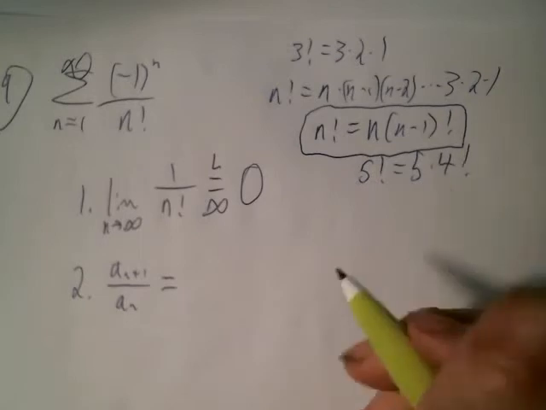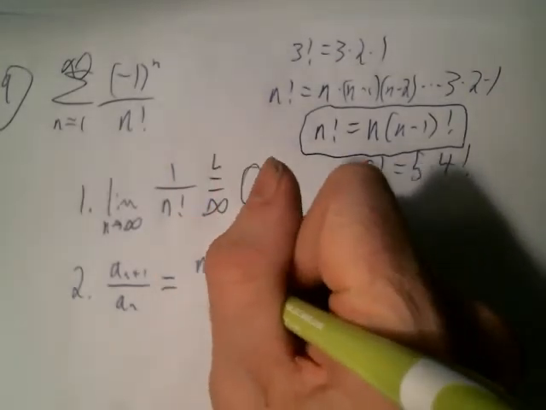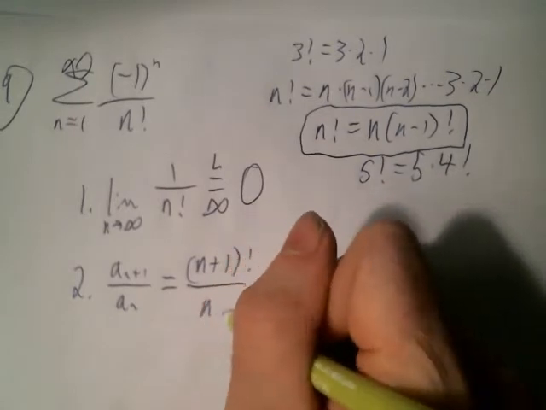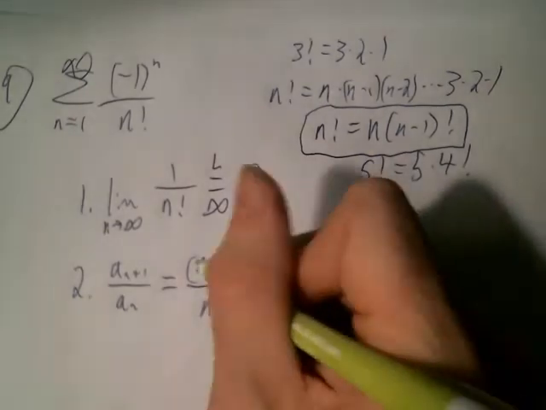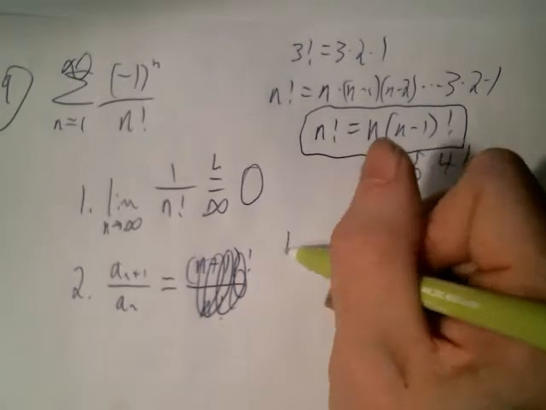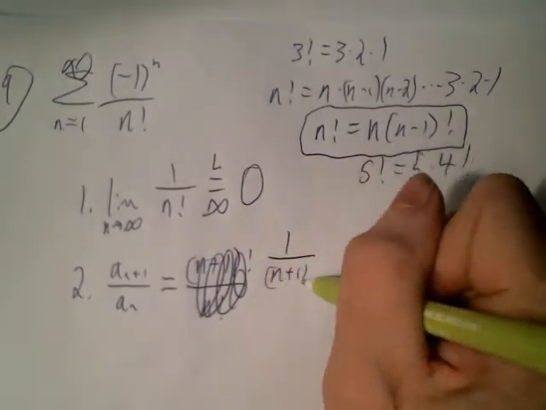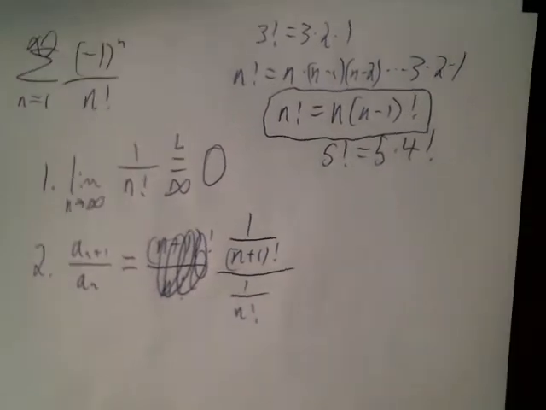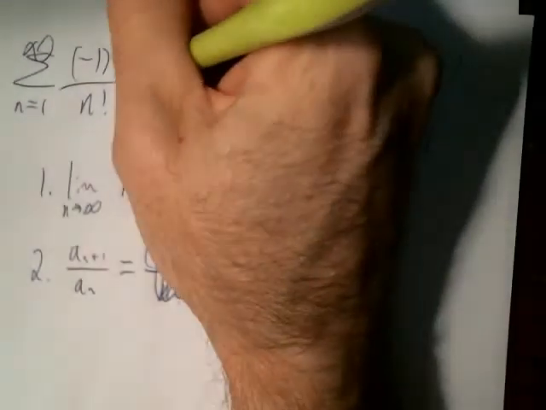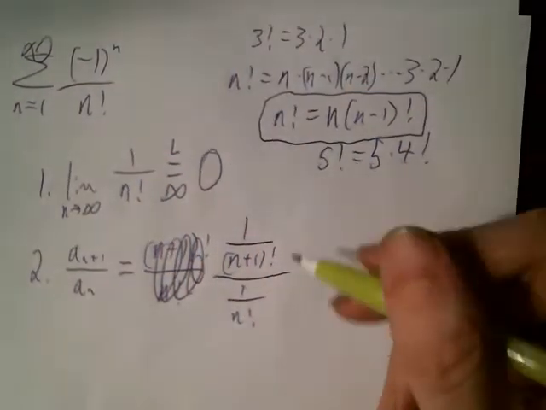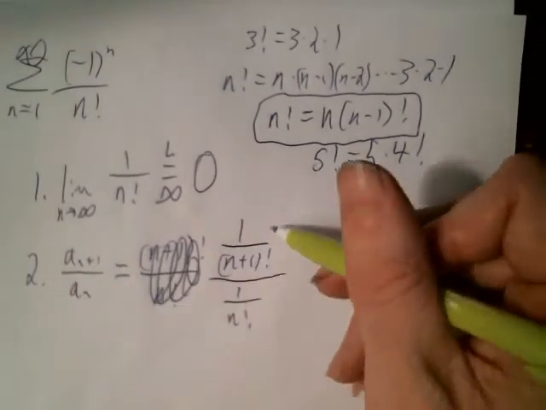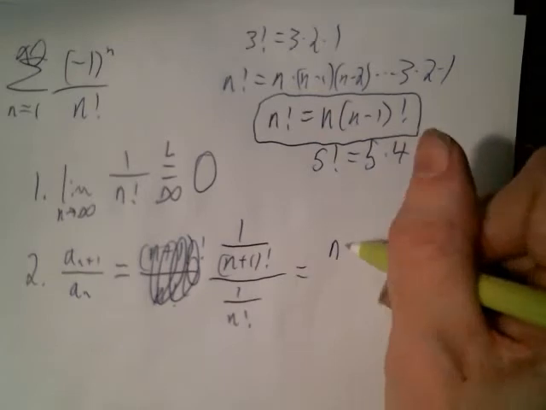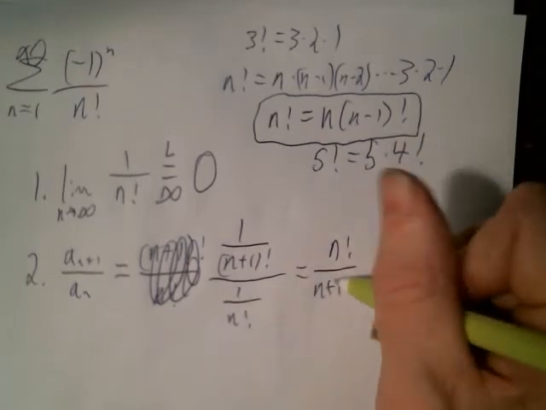So a sub n plus 1 is going to be 1 over n plus 1 factorial, and then a sub n is going to be 1 over n factorial. So it's 1 all over n plus 1 factorial, all over 1 all over n factorial. Because a sub n is 1 over n factorial, so if I put in n plus 1, I get 1 over n plus 1 factorial. Rewriting it, you get n factorial all over n plus 1 factorial.